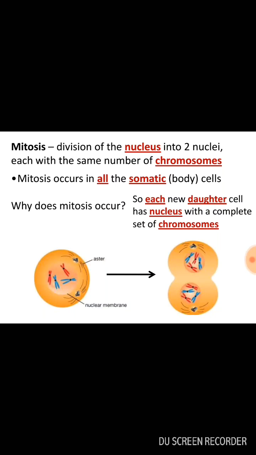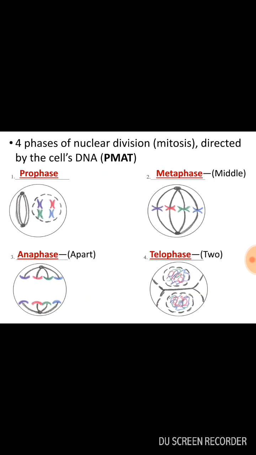Soon after the interphase, mitosis occurs, and in mitosis, division of nucleus occurs into two nuclei. Mitosis is occurring in all our body cells. So why does mitosis occur? So that each new daughter cell has its own nucleus with a complete set of chromosomes.